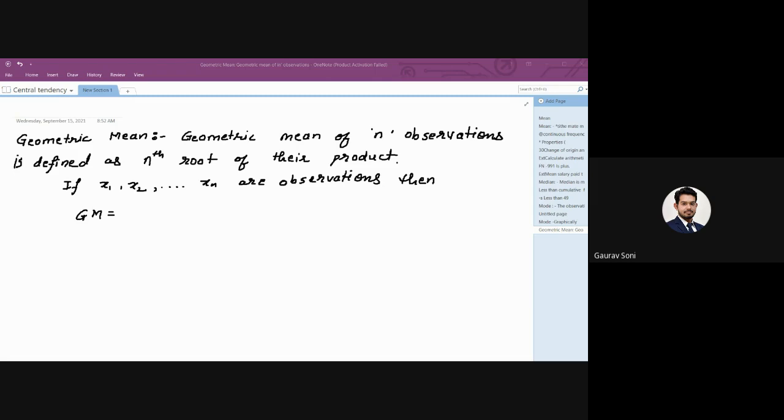And please keep responding. Don't be idle. Latasha, nth root of x1, x2, and so on xn. Okay. So that will be under root of x1, x2, dot till xn raised to 1 by n. Okay. So this will happen for the raw data.